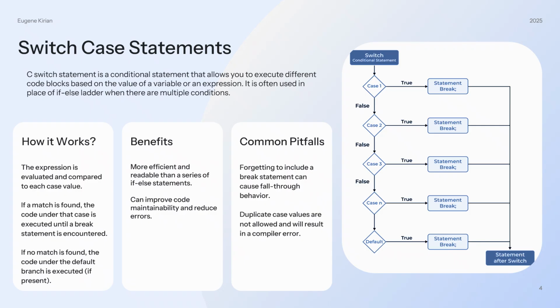The switch statement is a fundamental control structure in C programming that facilitates conditional execution based on the value of a variable or an expression. This construct is particularly useful when multiple conditions need to be evaluated, offering a more streamlined alternative to an if-else ladder.